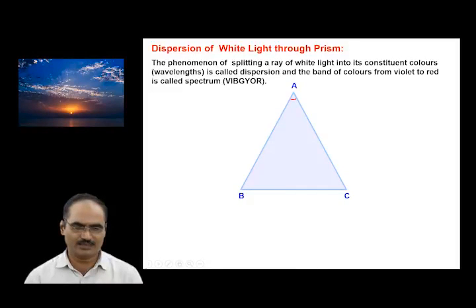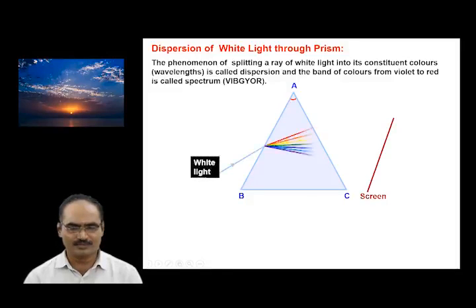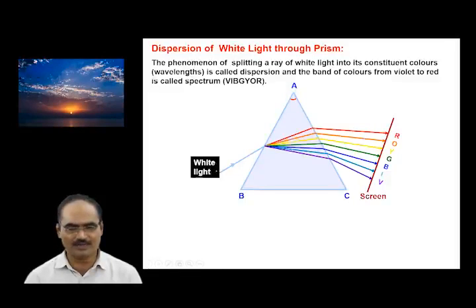Let us see this, where ABC is the cross section of the prism. If you pass a white light here, you can see how it goes. The reason is that white light contains all these colors, but when they pass from one medium to another medium, they deviate by different angles. Because of that, they will be separated. Further, when they travel from the prism to air, they will be further separated.